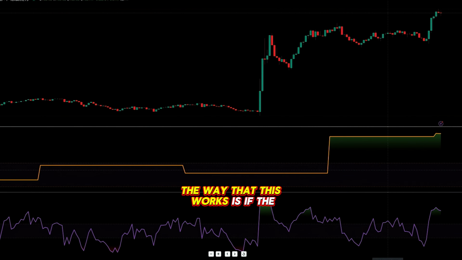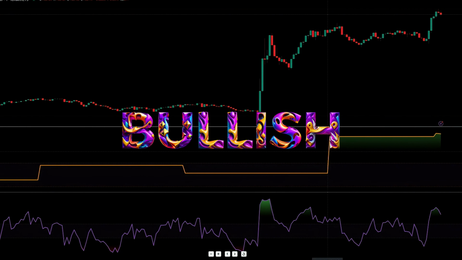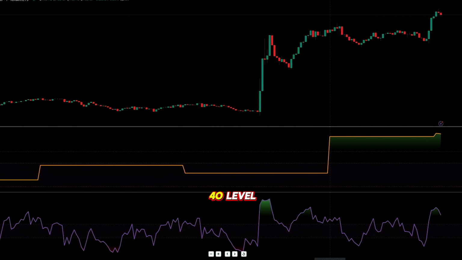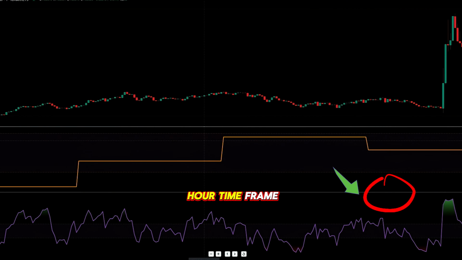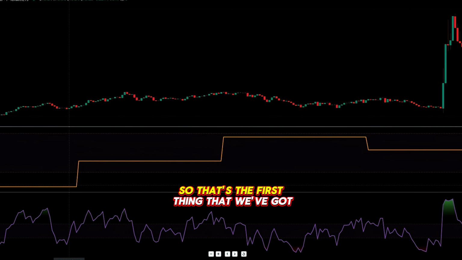And basically the way that this works is if the orange line is above the 40 level, then it's telling you that the hourly time frame is bullish. And if the orange line was underneath the 40 level, then it's telling you that on the 1 hour time frame, the RSI is bearish. All right, so that's the first thing that we've got.